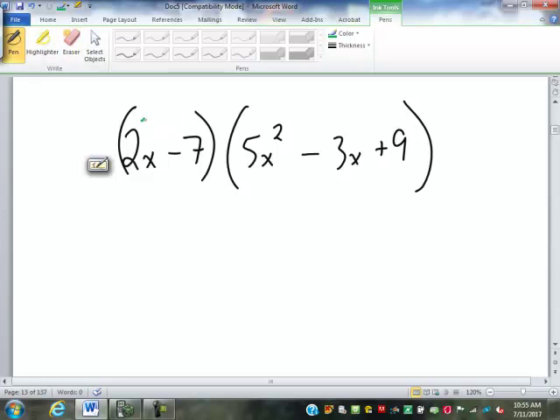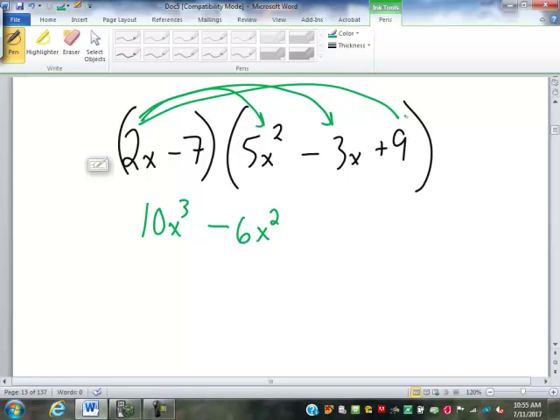Okay, so let's start here. We got 2x times 5x squared, which is 10x to the 3rd. 2x times negative 3x. Negative 6x squared, yes. And 2x times 9.